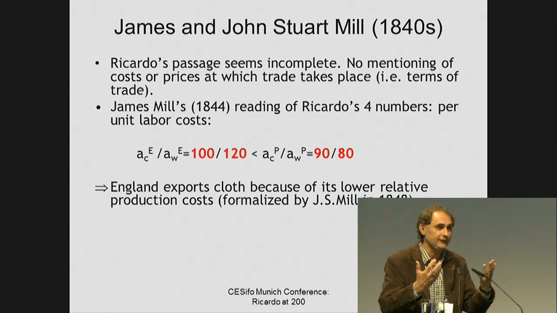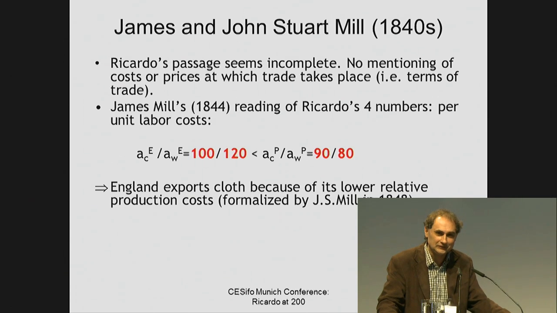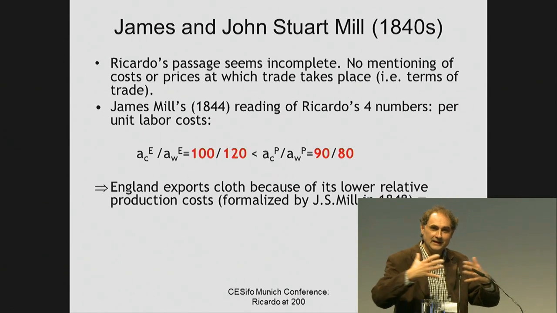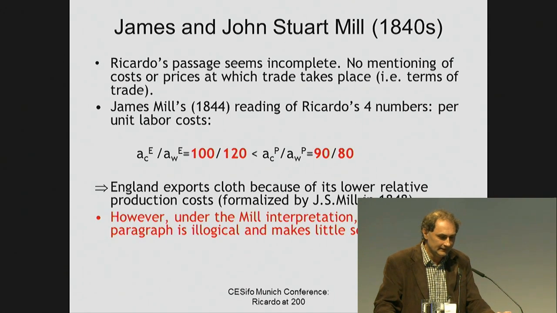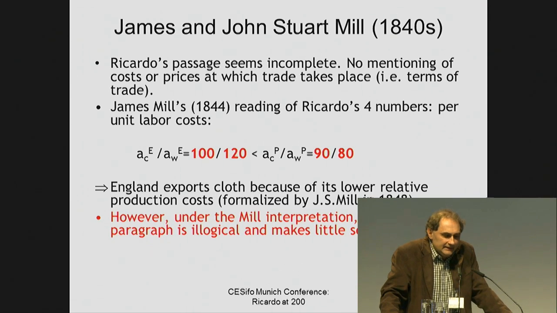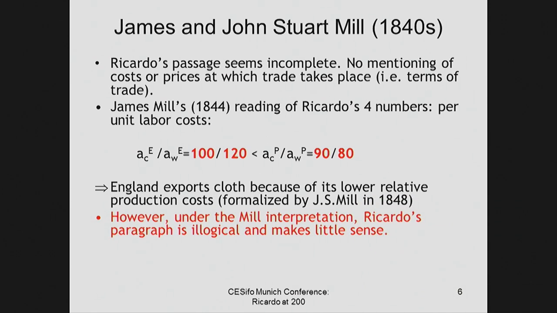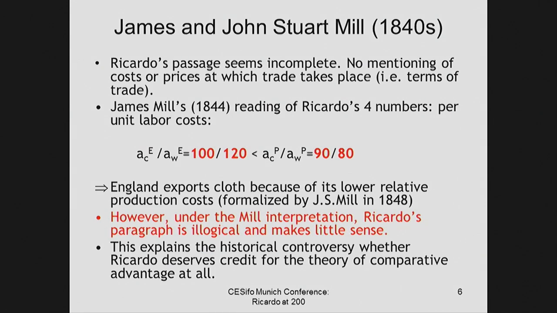Then we had extensions for that, and Ethan Kemp and Samuel Kemp did work on how you can develop that in a very, very general framework. But the problem is that the Mill interpretation makes Ricardo's paragraph illogical, because you need all 4 numbers to make this conclusion. You cannot make a conclusion just on the first 2 numbers. So what is going on? This is the controversy about this passage.